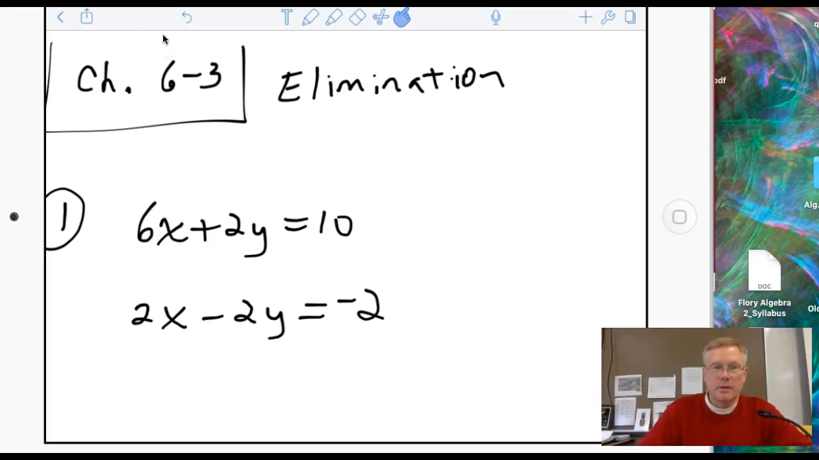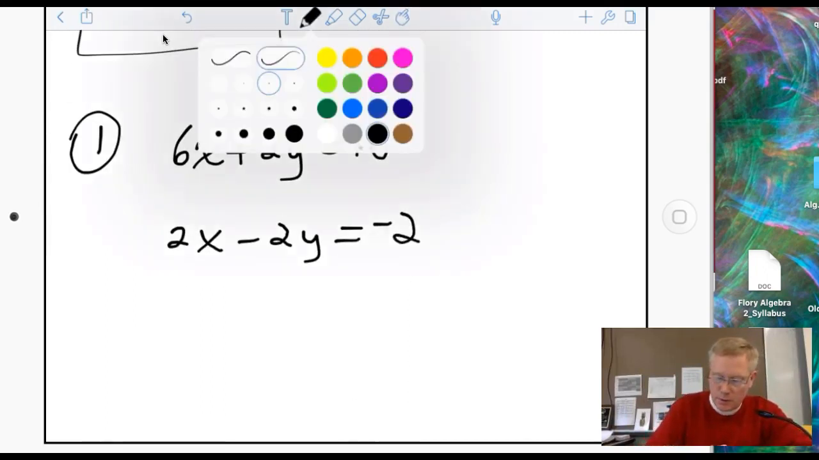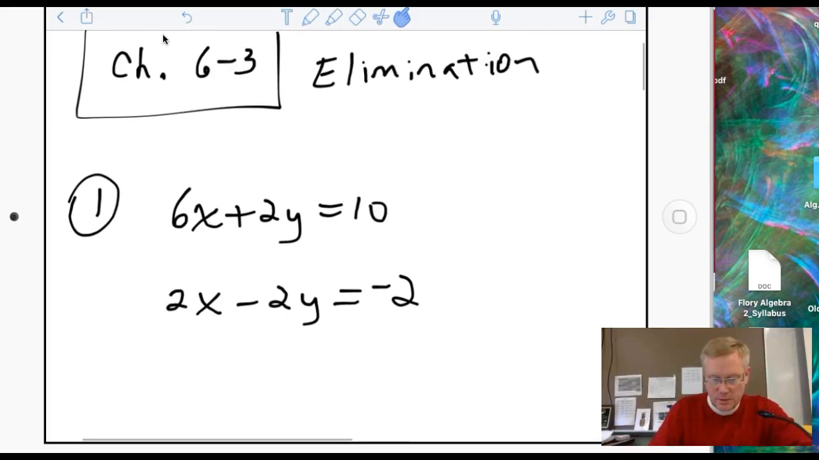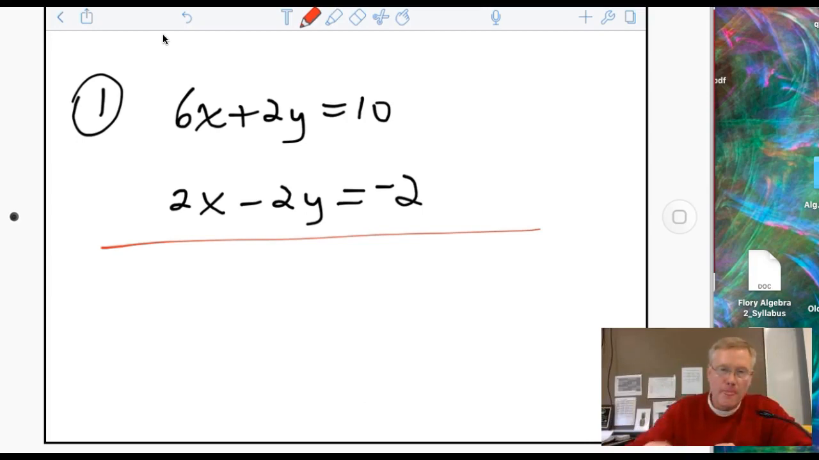Today I'm going to show you guys elimination, which is another way to solve systems of equations. It's a way a lot of students like better. It's called elimination because you're eliminating one of the variables. You either add straight down or sometimes subtract straight down in order to get one of the variables to cancel out. In order to do this, everything has to be lined up.